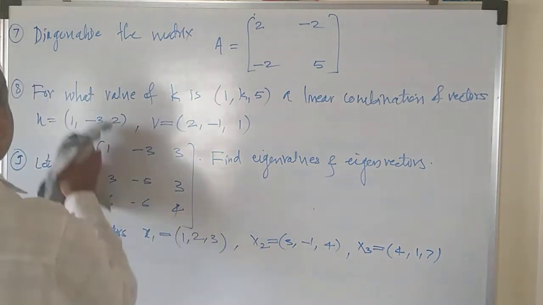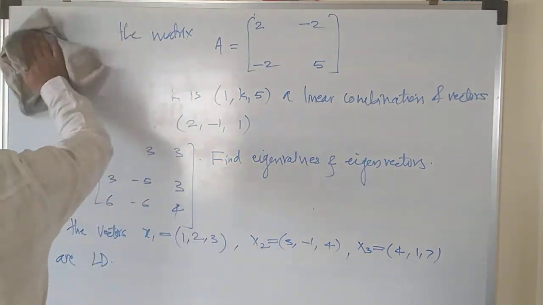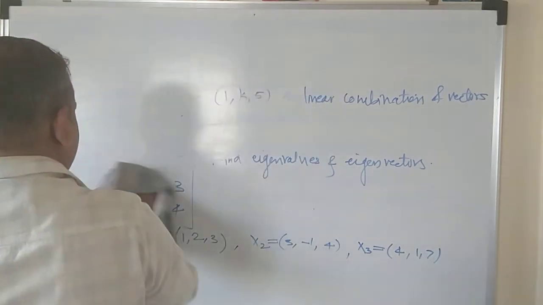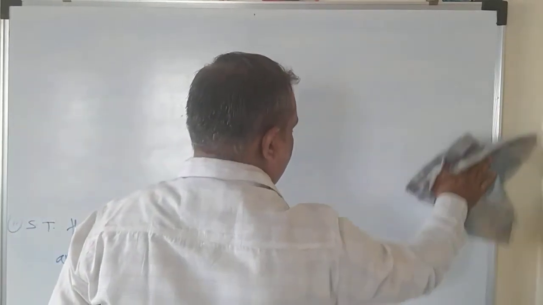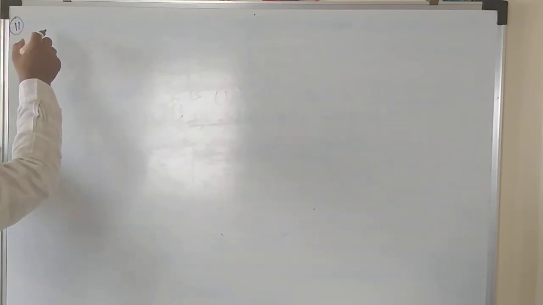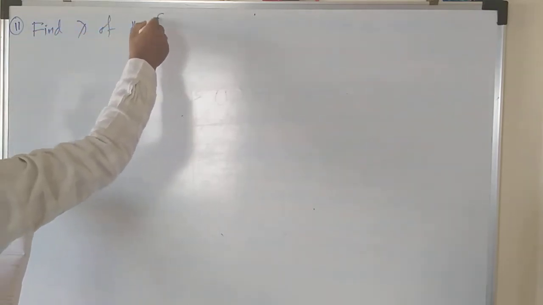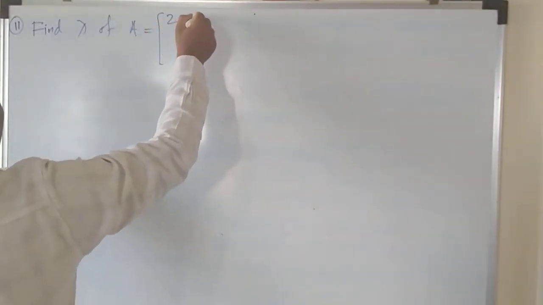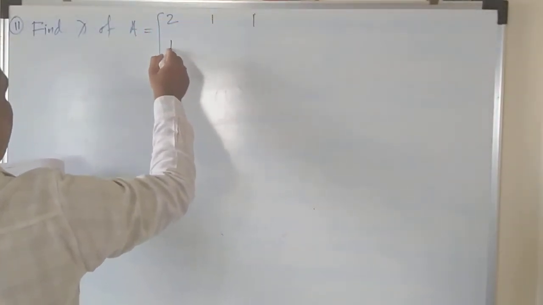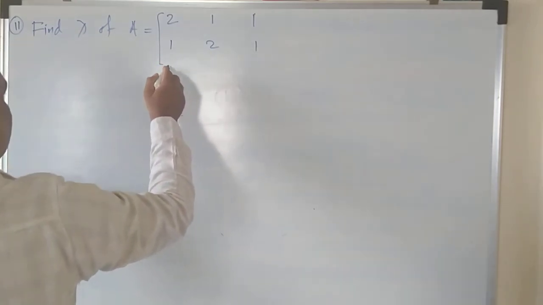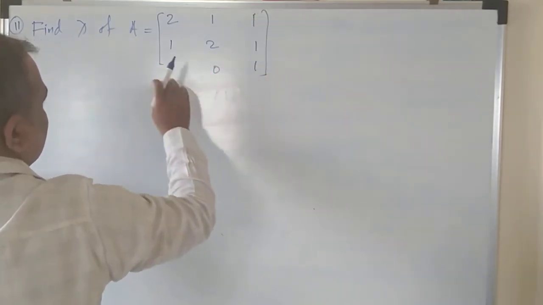Next problem is LA11. Problem number 11 is find eigenvalues of the matrix A. Find lambda of matrix A, and the matrix is 2 1 1, 1 2 1 and 0 0 1. This is your matrix.